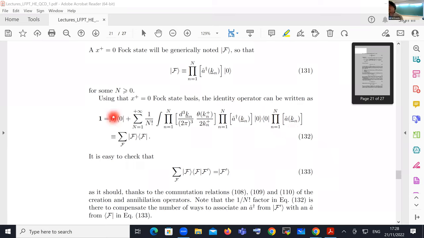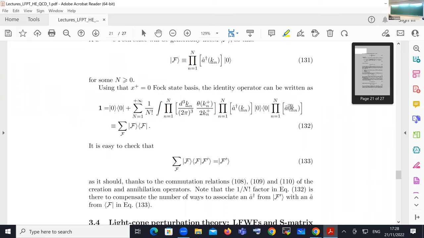So okay, that's one thing. And if you have this, you can check explicitly that indeed this is the decomposition of the identity. If you act on a different Fock state, it will just recover its existence.